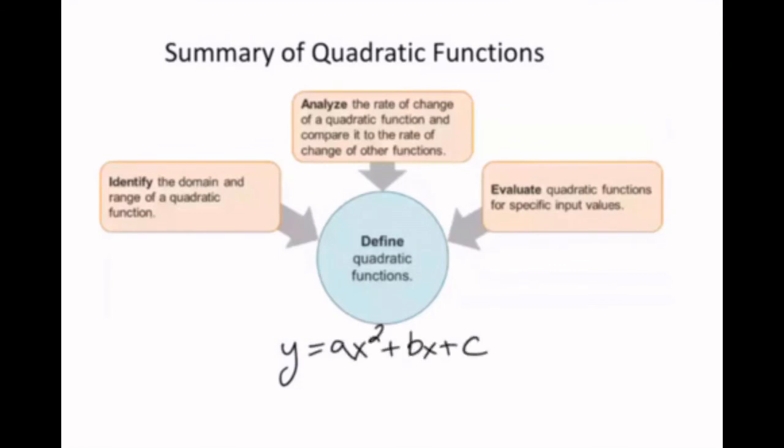So, in summary, what did we go over in this week 4 video? We wanted to define quadratic functions, the equation y equals ax squared plus bx plus c. How did we do that? We identified, we analyzed, and we evaluated. We identified the domain and range. We analyzed the rate of change between different graphs, including quadratic, linear, and exponential, and we evaluated. f of a number is equal to a number, or whatever x value is, we're finding the y value, and input, finding the output.